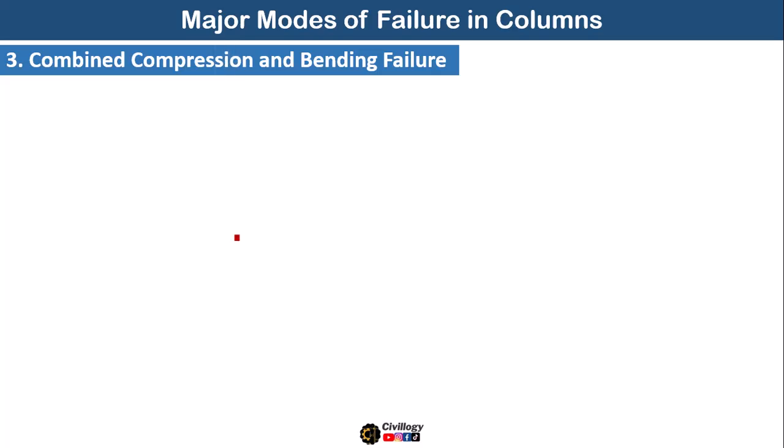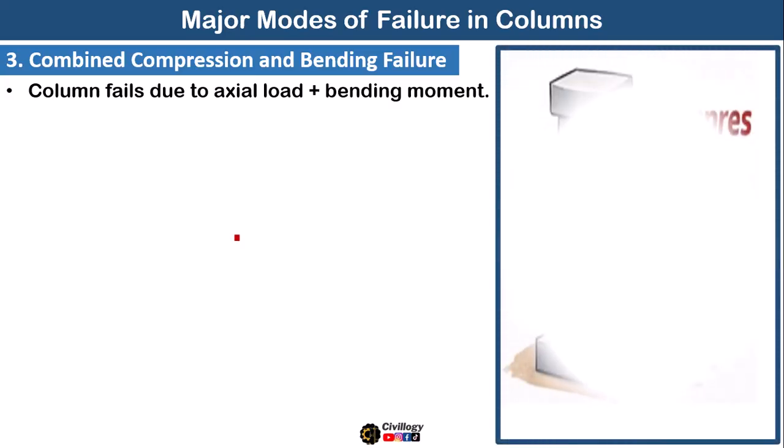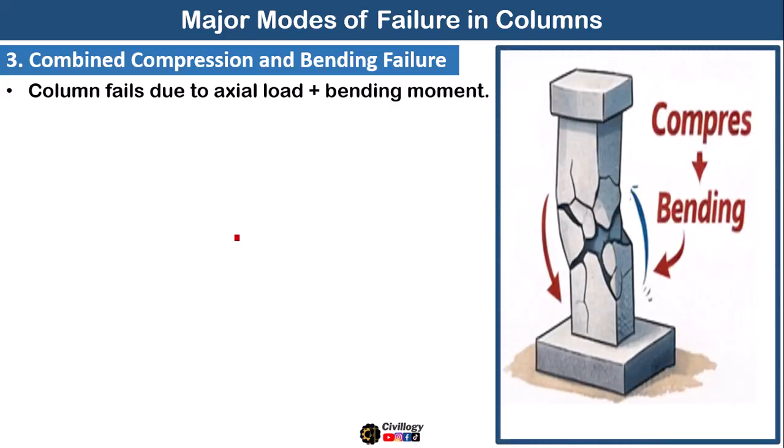The third type of failure is combined compression and bending failure. Column fails due to axial load plus bending moment. Okay, I have discussed the type of loading in the start of this video. Okay, axial load is the load which passes through the centroid, or you can say the center of the structural member. Such type of loading is called axial load, and if it is accompanied by bending, this type of failure can occur, which is called combined compression and bending failure.